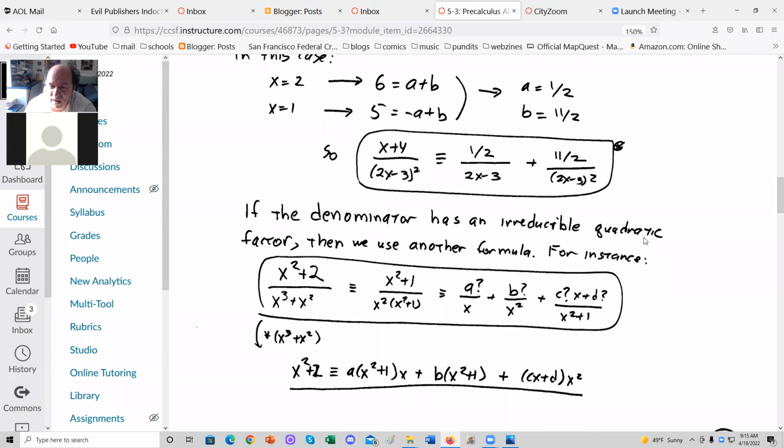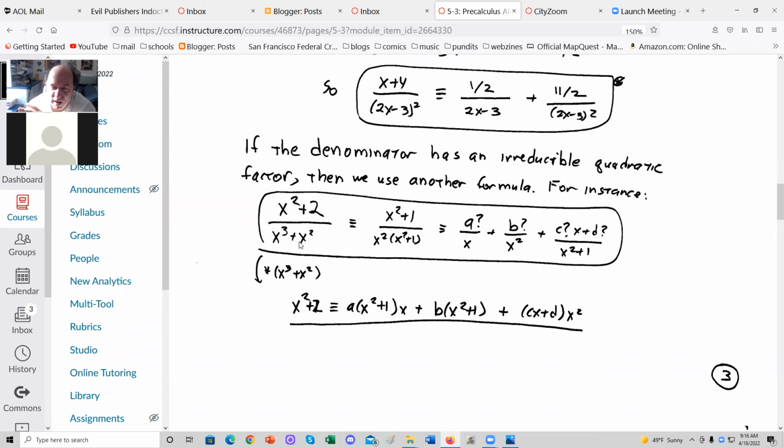All right, now here's a problem. We have a denominator that has an irreducible quadratic factor. Here we have x cubed plus x squared. Well, there's an x squared factor here, so we can have A over x, B over x squared. Here's an x squared plus 1. Irreducible means you can't factor it, in this case in the reals. You'd have to have (x plus i)(x minus i). So we put that x squared plus 1 underneath Cx plus D. And we have to solve for C and D.